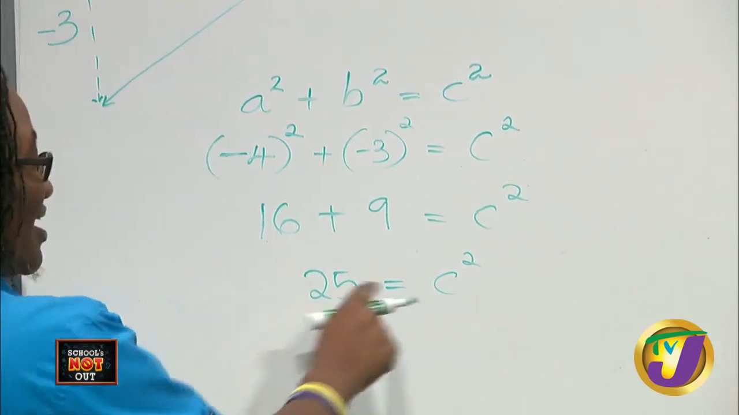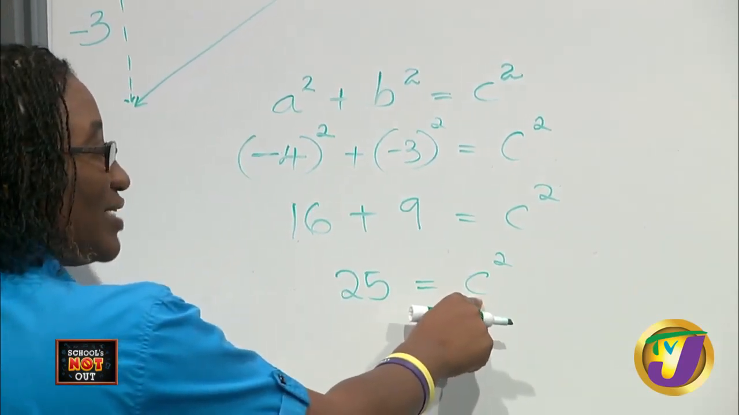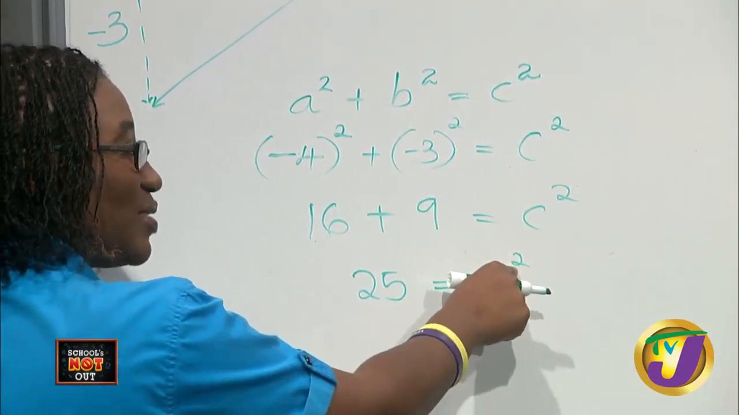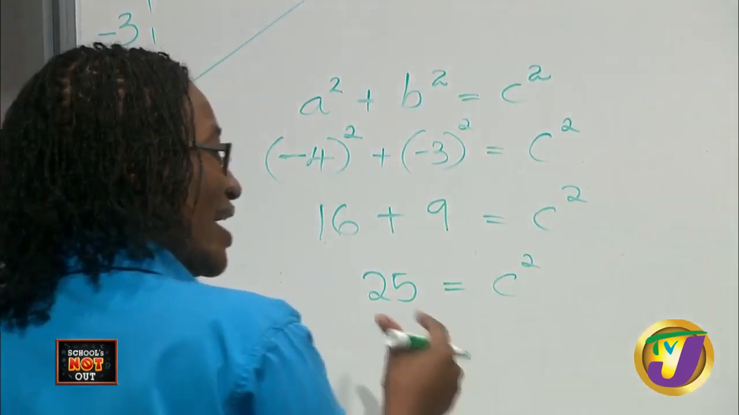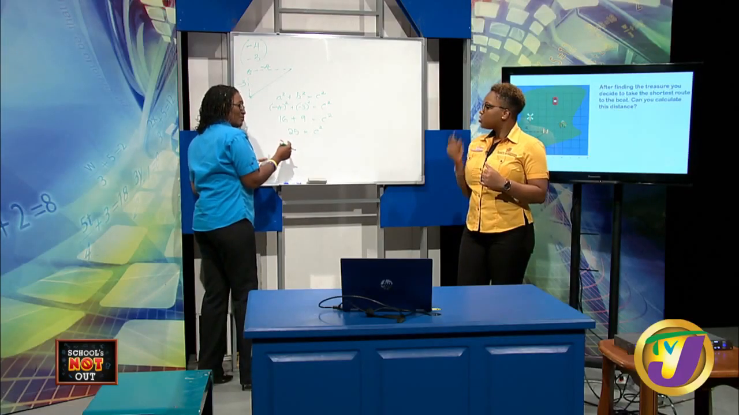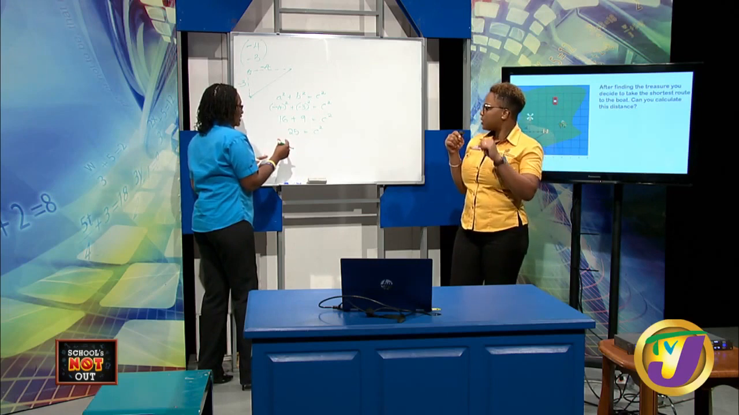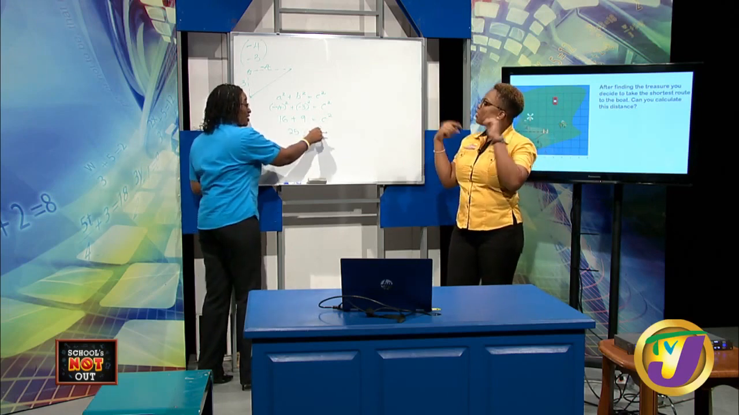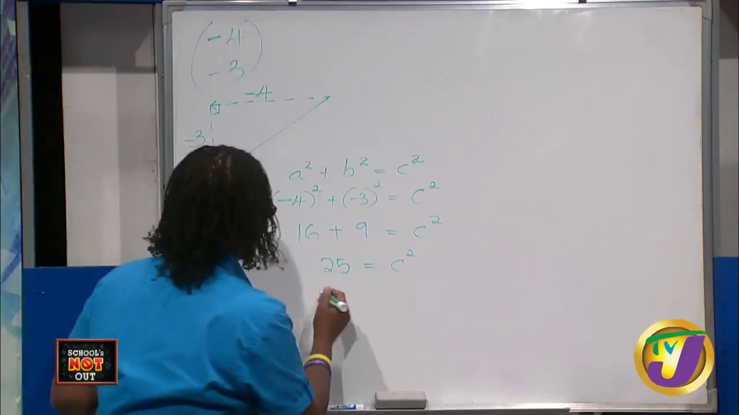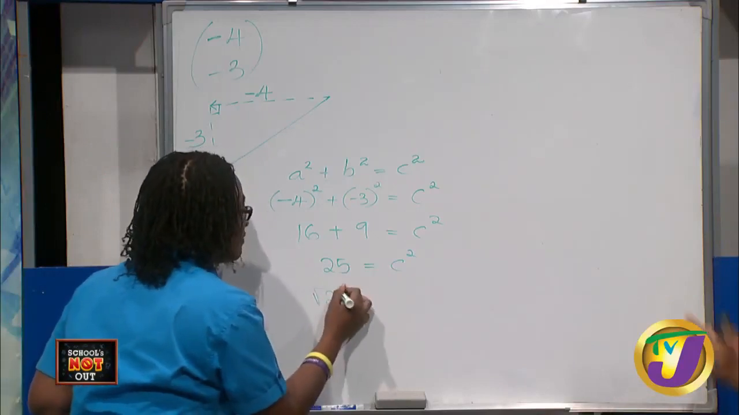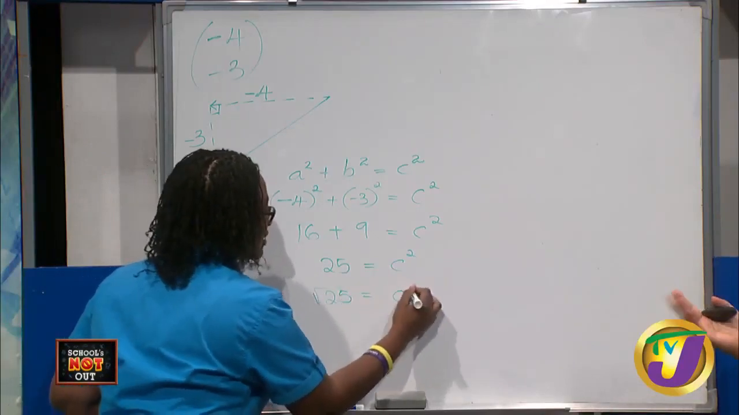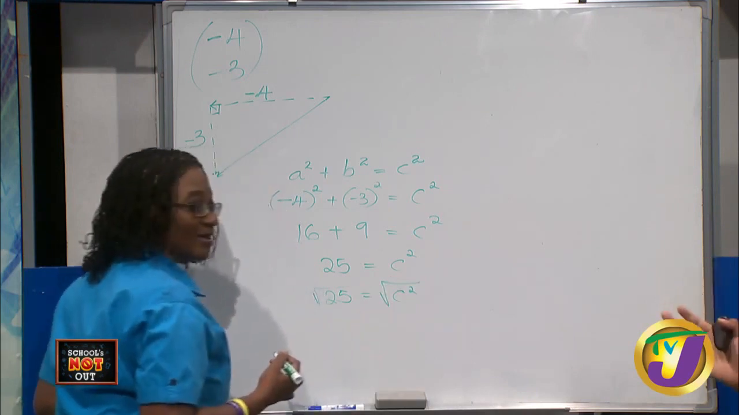Now, interestingly, we want the length of the vector. They didn't ask us about its square, did they? No. So how do I get C now? We're doing the opposite. We're doing the inverse. The inverse of square is square root. So I'm going to be square rooting, because balancing our equation here, anything you do to one side, you have to do to the other.